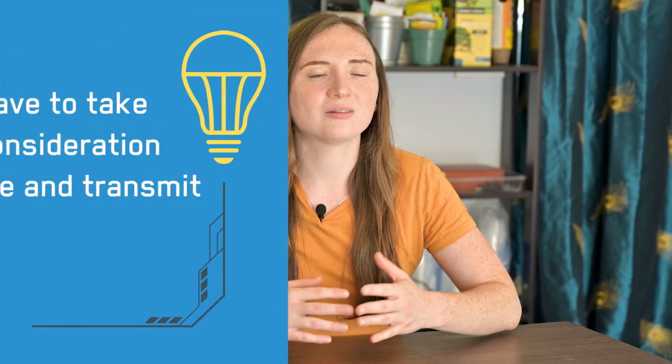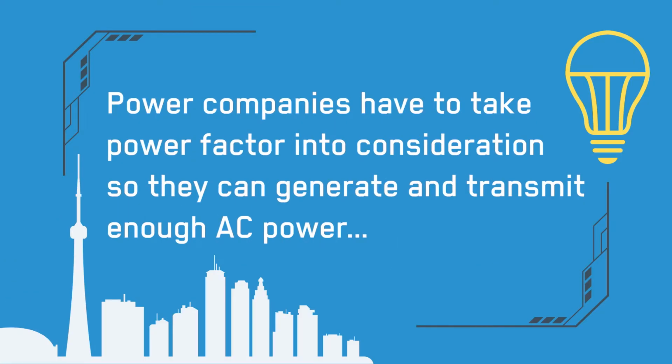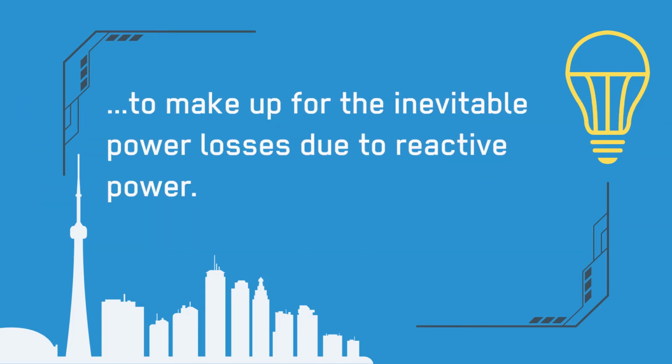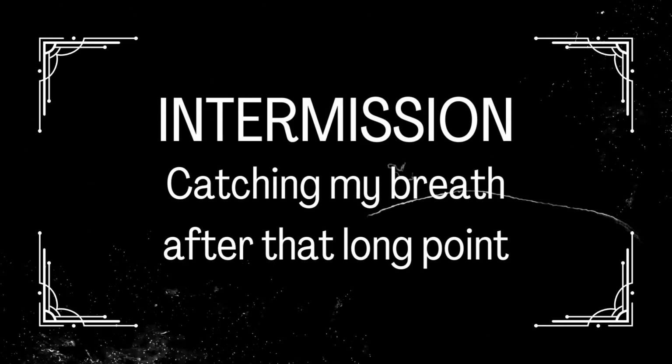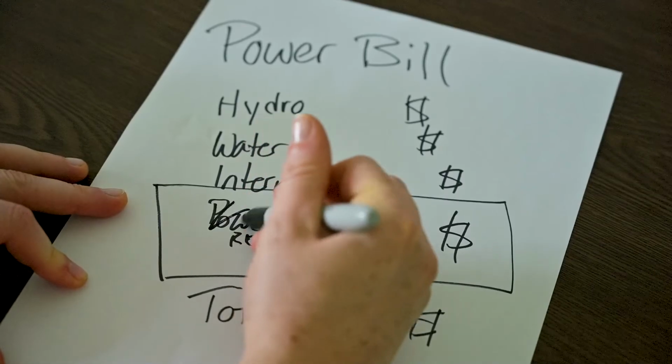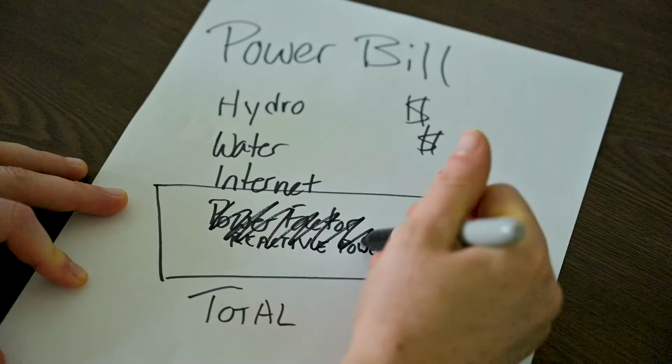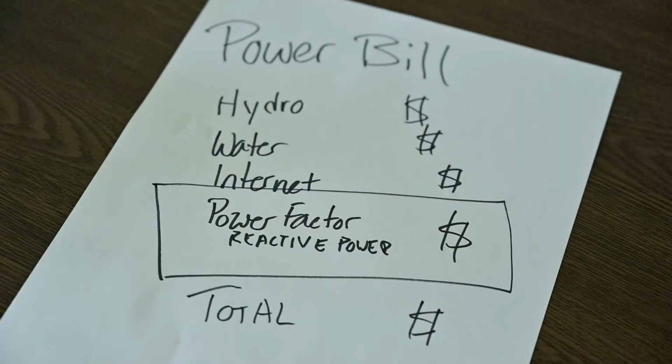If you take nothing else from this video though, remember this. Power companies have to take power factor into consideration so that they can accurately generate and transmit enough AC power to make up for the inevitable power losses due to reactive power. Even though homeowners don't pay for reactive power, like commercial and industrial building managers do, we all still pay for lost energy in other ways.